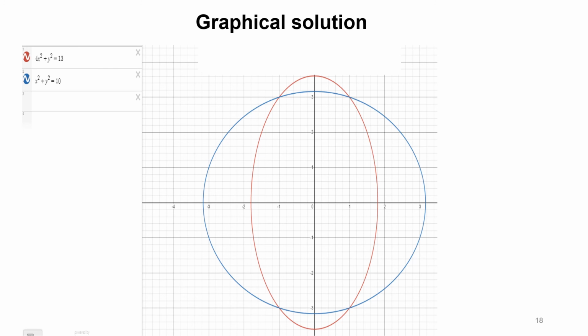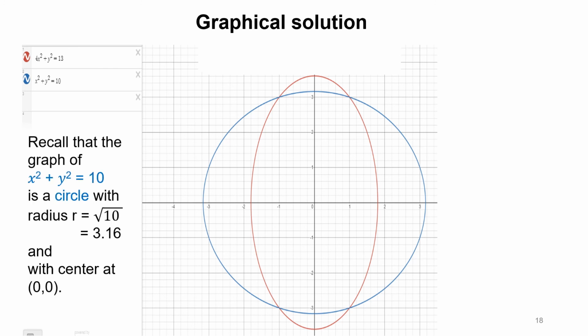Note that x squared plus y squared is equal to 10 is a circle with radius r equals square root of 10. But square root of 10 is 3.16, and with center at 0, 0. So this is the circle with radius 3.16. This one. Okay, the radius is 3.16.